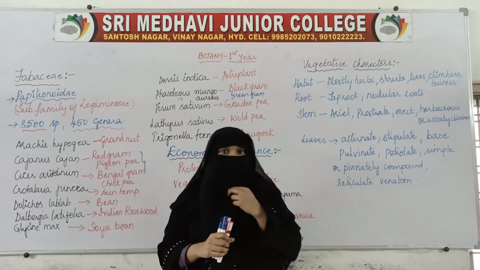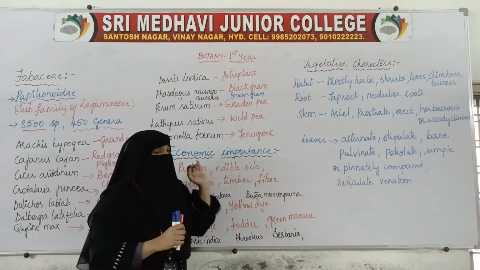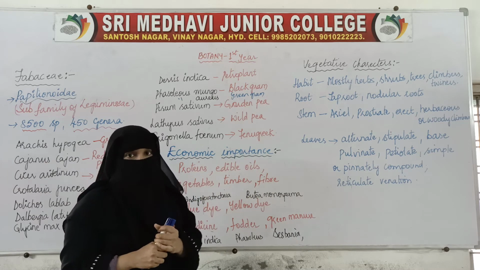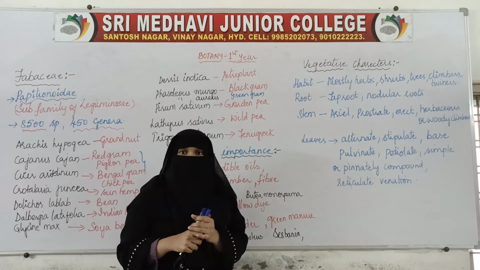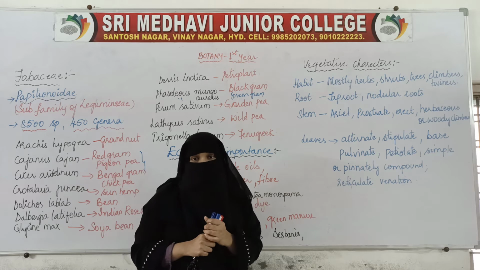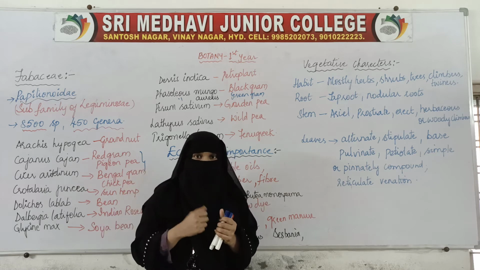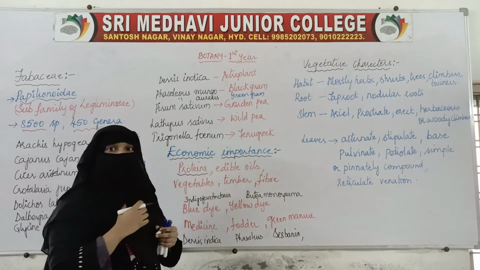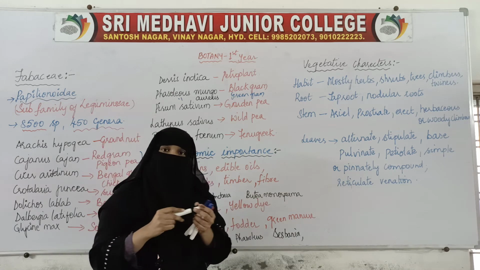Now let us move to the economic importance of this family. Economic importance means how the members of this family are useful to us. What do we get from this family? So we get proteins. From this family we get proteins. Where do we get proteins?